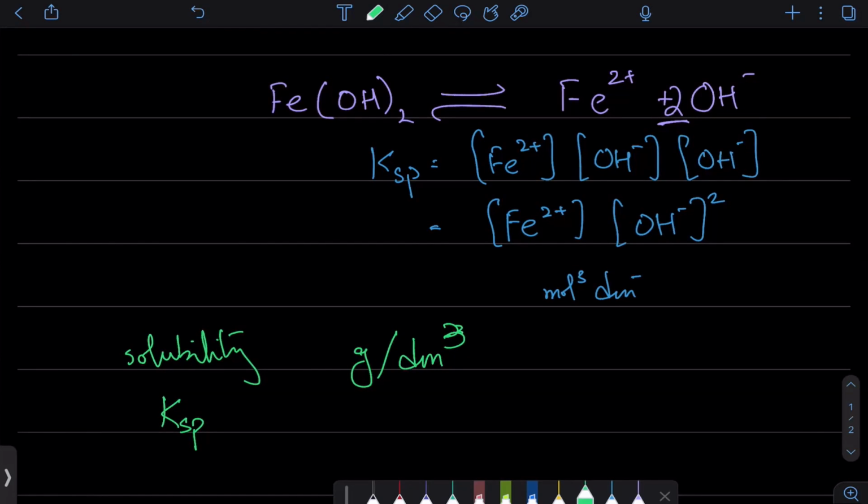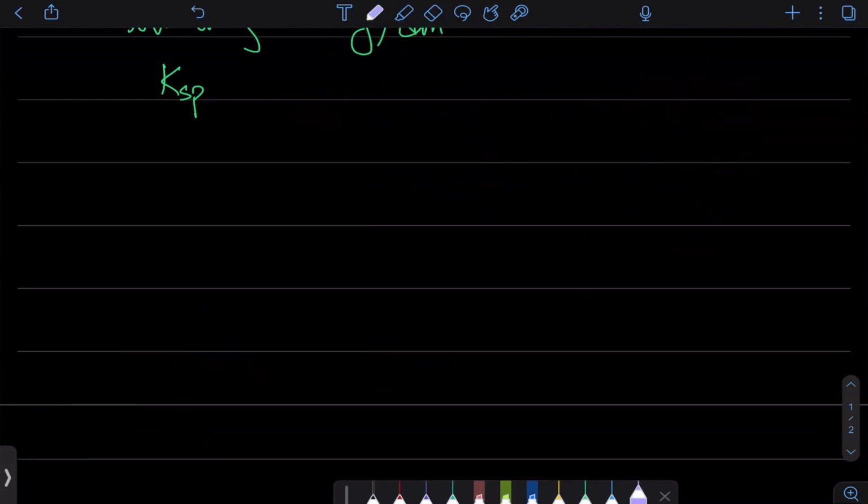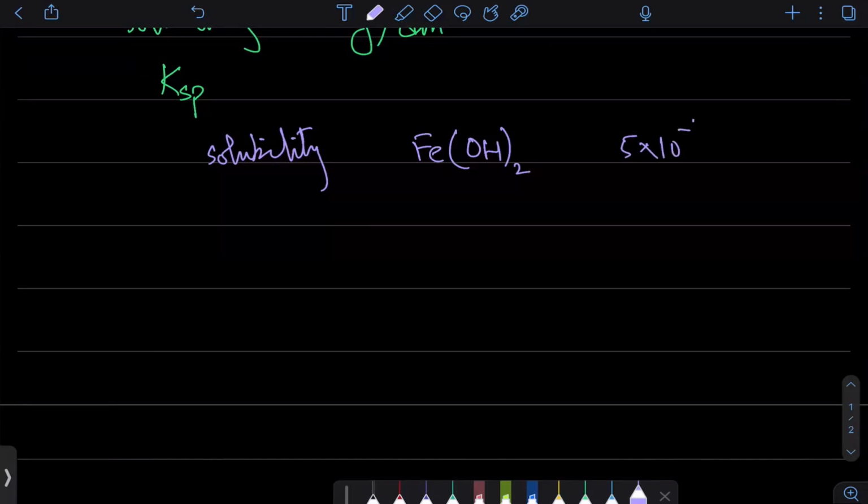So what we do is we use the solubility to figure out the moles that have dissolved, and we use the ICE method to do that, the one that we have already seen. So let's take iron 2 hydroxide, and again I'm just inventing these values. They are not actually the real values. So let's take the solubility of iron 2 hydroxide to be 5 into 10 power minus 10 grams per dm cube at room temperature and pressure. Pressure is not important because we are not talking about gases here, but still.